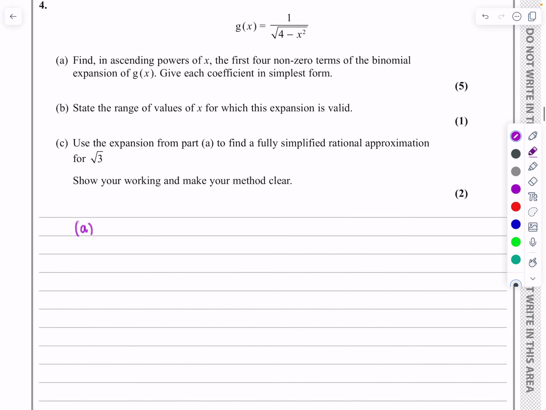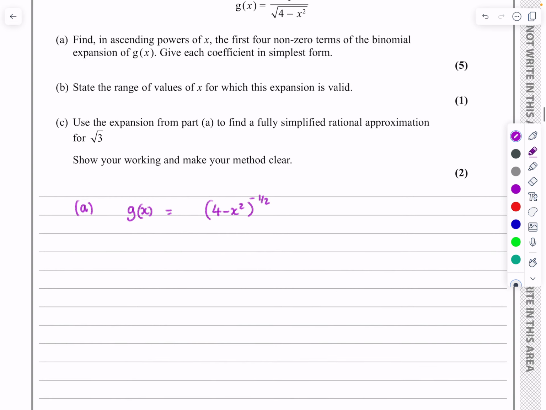Okay, we can do that, but first of all, we need to change the function we've got there. The square root of 4 minus x squared would be to the power of a half, and 1 over the square root is to the power of minus a half. So now, I can't do it if I've got a 4 there. I want to have a 1 in my bracket there. So divide everything by 4, which would give me 1 minus x squared over 4, to the minus a half.